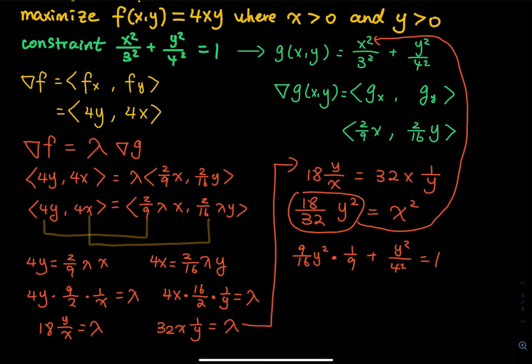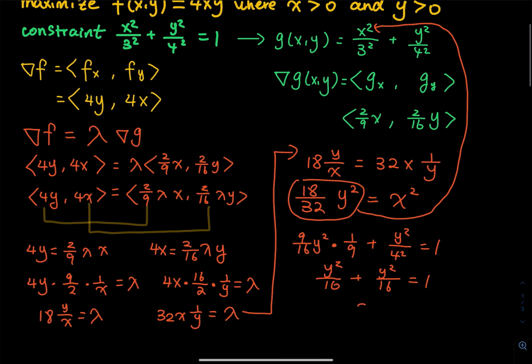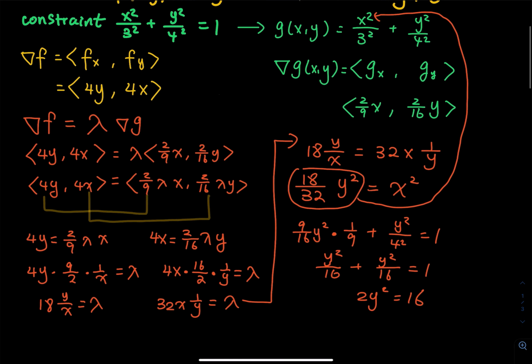And then can we clean up the 9? So we have y squared divided by 16, and then plus y squared divided by 16 equals 1. So that means we have 2 of that. Can we multiply 16 on both sides? So y squared plus y squared is 2y squared. Multiply 16 on both sides. Divide both sides by 2. y squared equals 8.